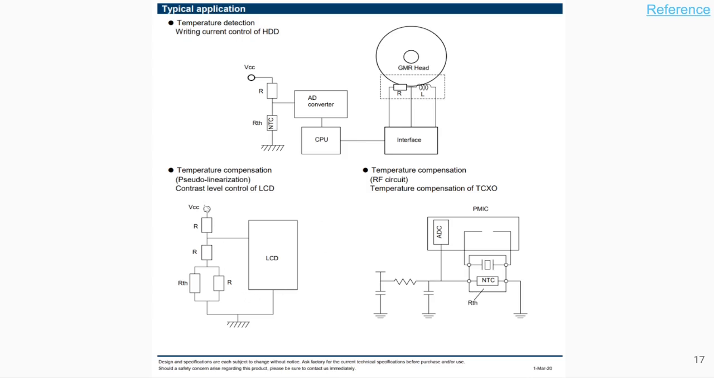Another application is for the contrast level control of the LCD. Again, here is your thermistor, and the variation goes to the LCD in order to control its contrast, depending on what you want to do relating to at what temperature to have a safe operation of that particular LCD. And here is the PMIC, which is basically for power management, and the thermistor is used there for the respective application.